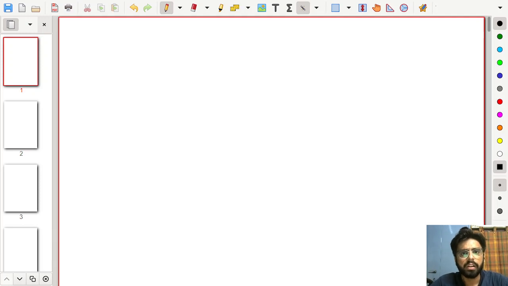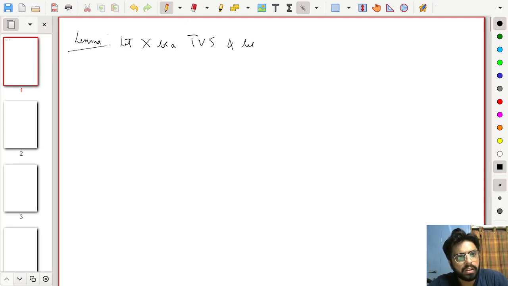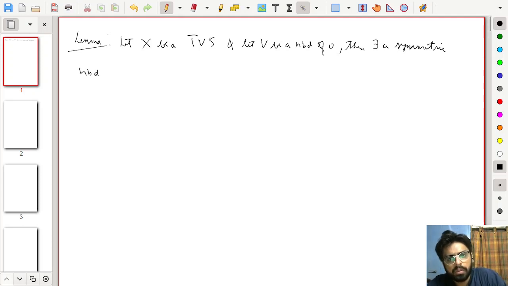Welcome back. Today we will be discussing some basic results on topological vector spaces. So let us start with the lemma. Let X be a TVS, and let V be a neighborhood of 0. Then there exists a symmetric neighborhood U of 0 such that U plus U is contained in V.